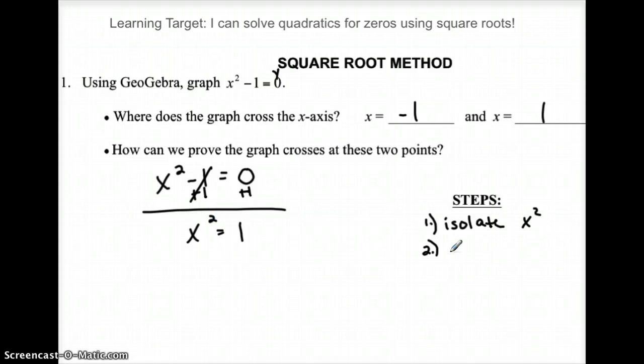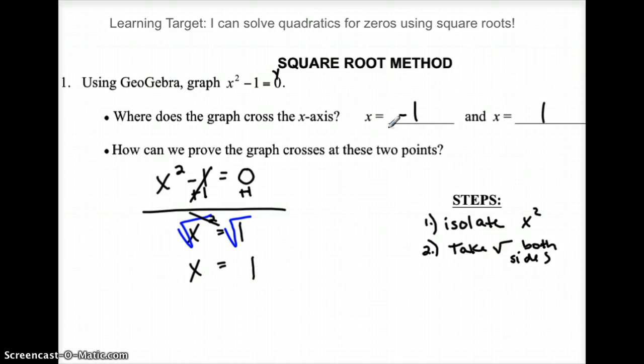What gets rid of a square? A square root. So step 2 would be to take the square root of both sides. On the left, a square and a square root just cancel each other, so I have an x. On the right-hand side, the square root of 1 is just 1.